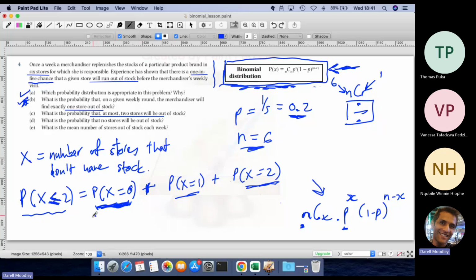Okay, now if you do that, you'll get a value of 0.26214. Then you would add it to the next one, which is the probability of x equal to 1. I think we did this earlier in the question before for question B, which is 0.3932. And then lastly, the probability of x equal to 2. If you work this out, you get a value of 0.2458.